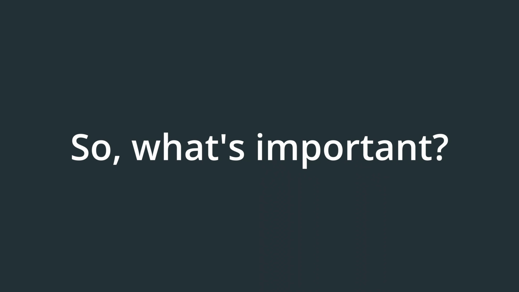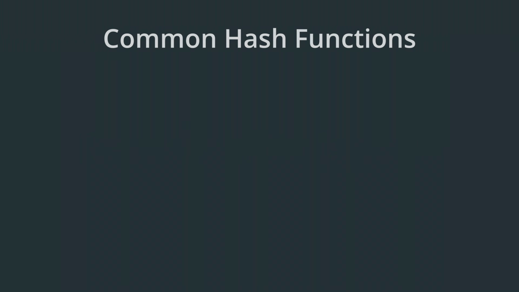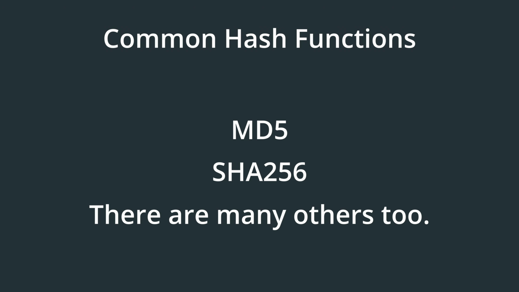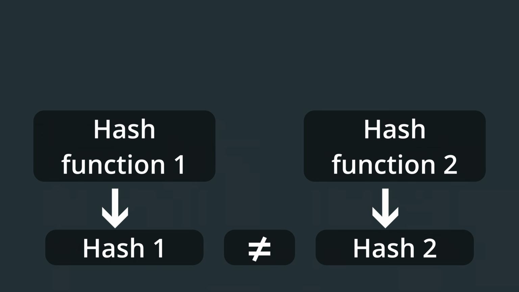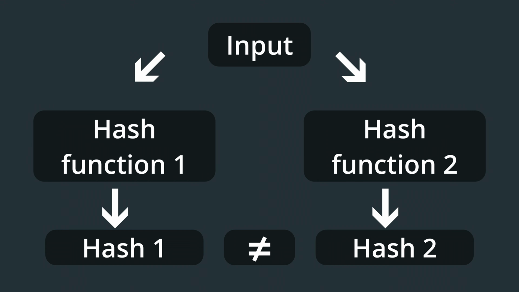There are some key points I want to make about hashing and hashes. First up, for a given input, a hash function will always produce the same hash. Some common hash functions you may have heard of are MD5 and SHA-256. In general, different functions will produce different hashes from the same input. These hashes can differ both in length and the content of the hash.